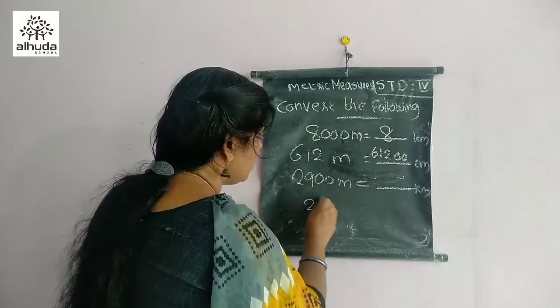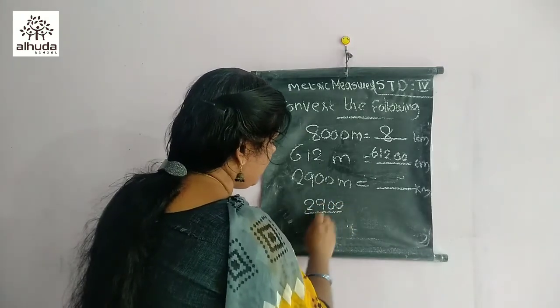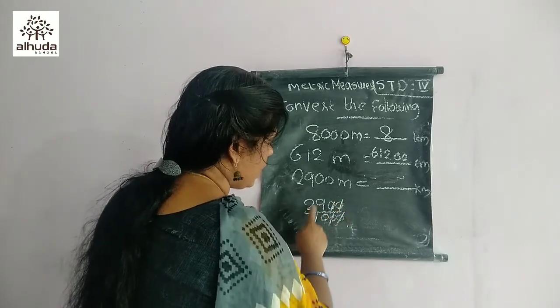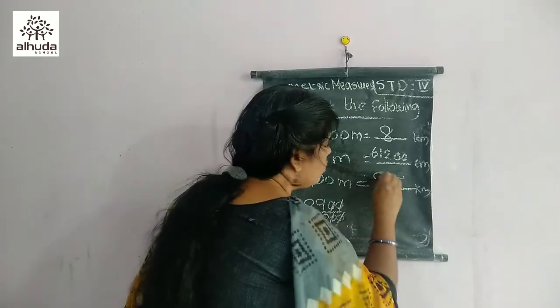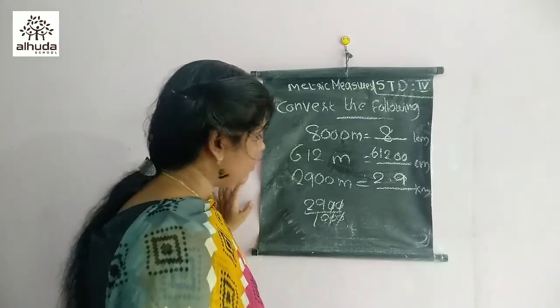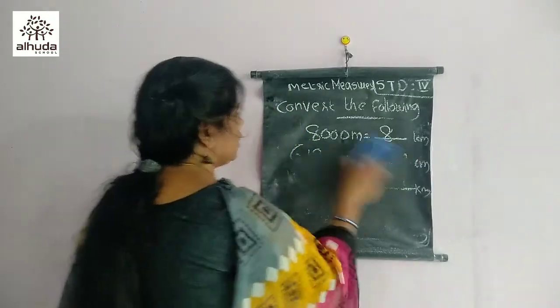That is 2900 divided by 1000. What will come? 0, 0 cancel, 0, 0 cancel, 29 by 10. That is 2.9 kilometer. Okay. So that's about the conversion.